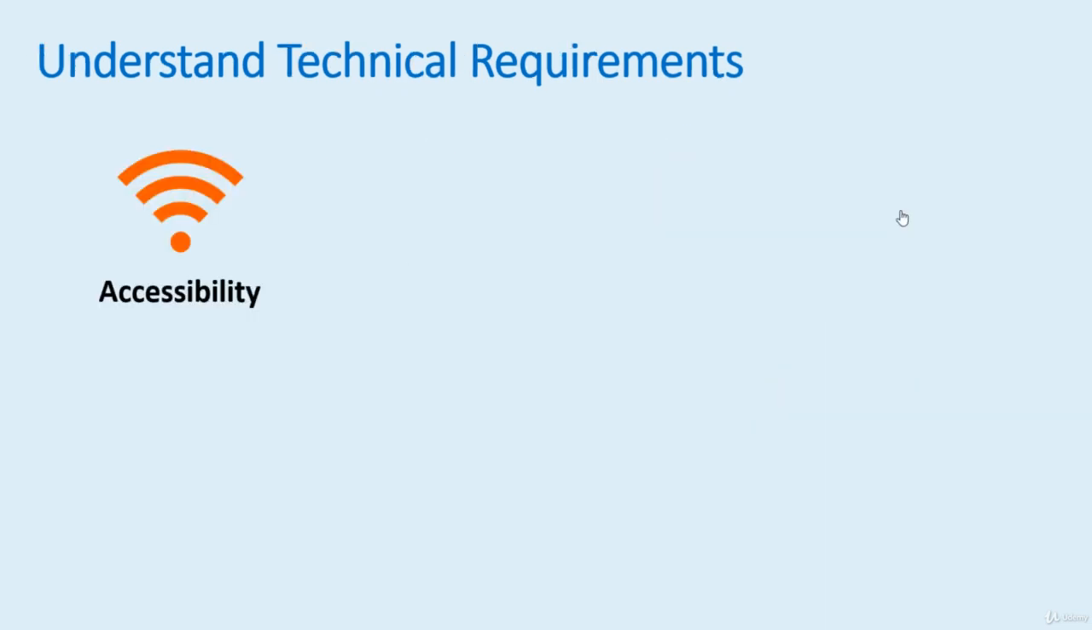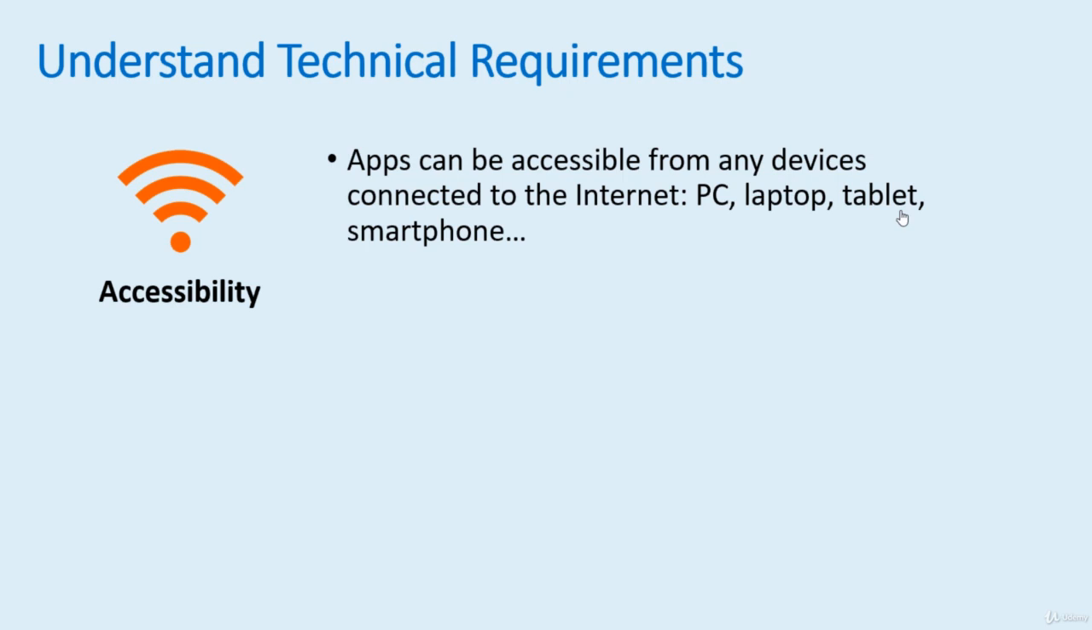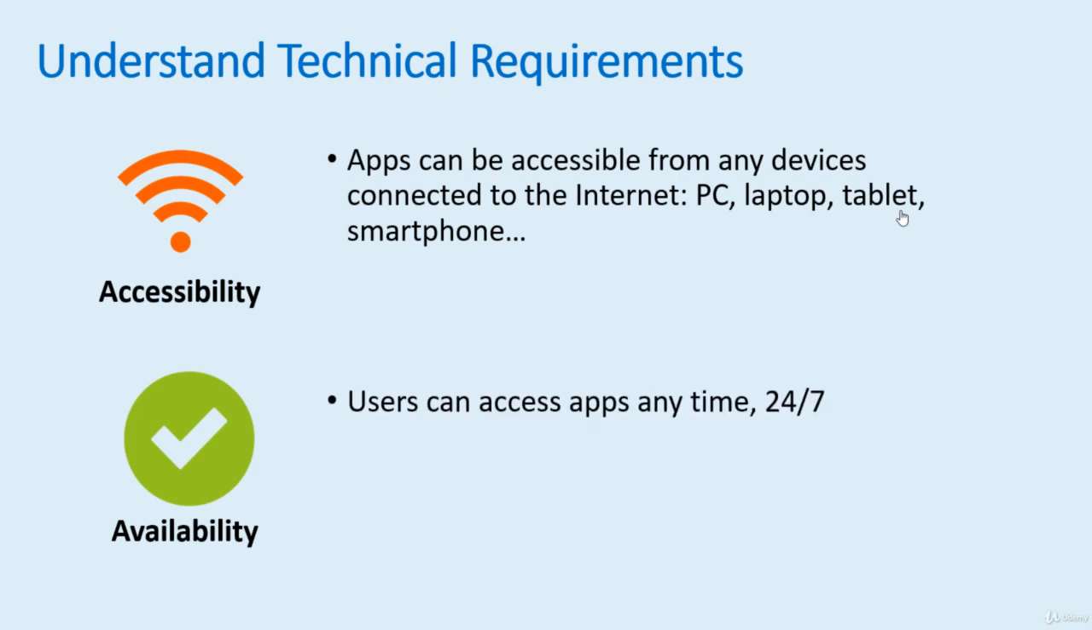Accessibility requires that applications can be accessed from any devices connected to the internet, such as personal computer, laptop, tablet, and smartphone. And availability requires that users can access the applications anytime, 24/7.